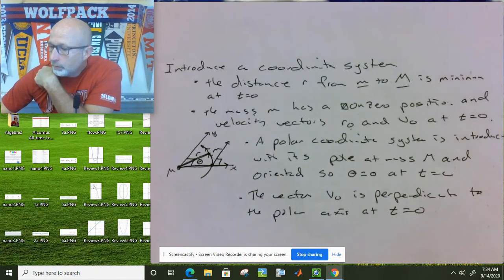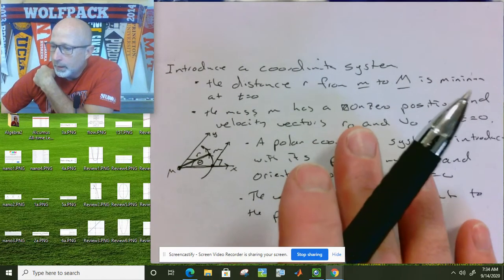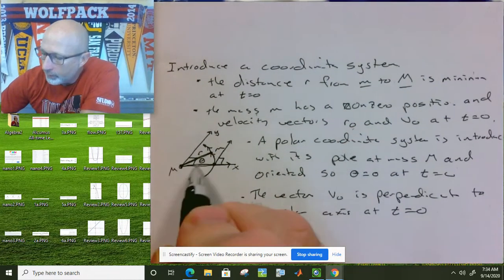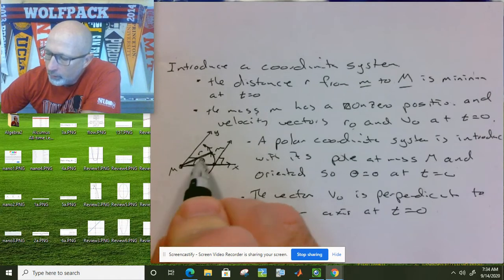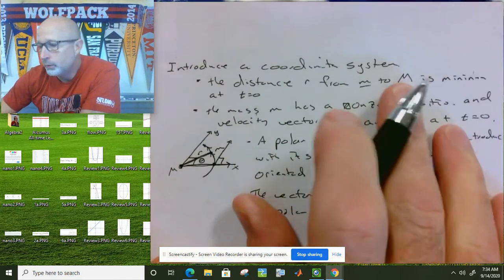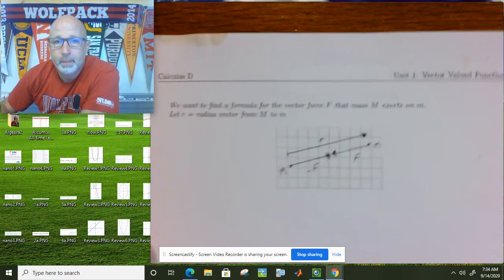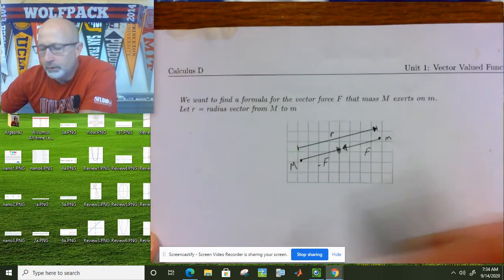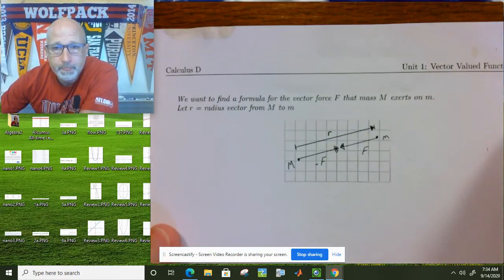Okay. So that's the system that we're going to be working in. Now let's go back up and zoom in right here to what this R is. When I zoom in, my picture kind of turns into this.